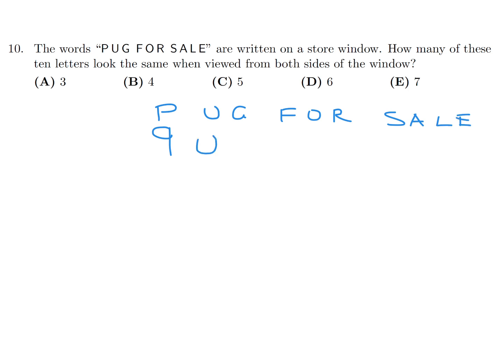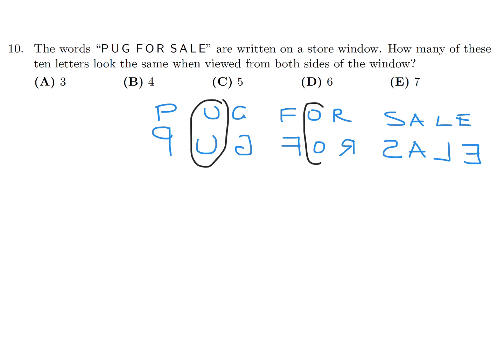Okay, so we got the P, the G, the F, O, R is like this, S would be like that, A, L would be like this, and then E. Okay, so let's see how many of these look the same. The U looks the same, the O, and the A. I think those are the only ones. So therefore, 3 of those letters look the same, and therefore number 10 is A.